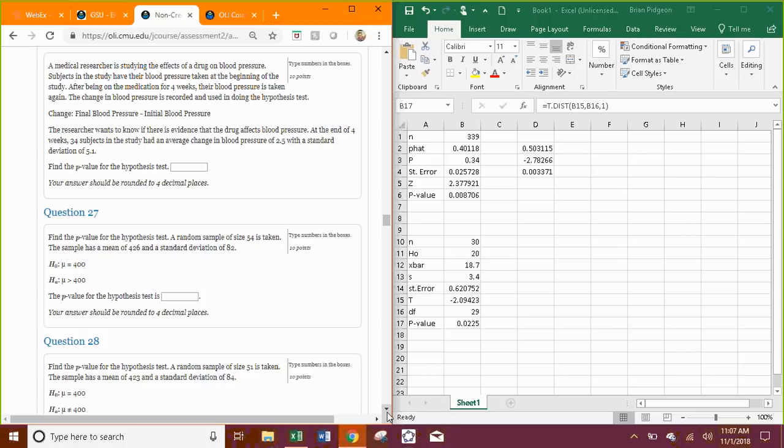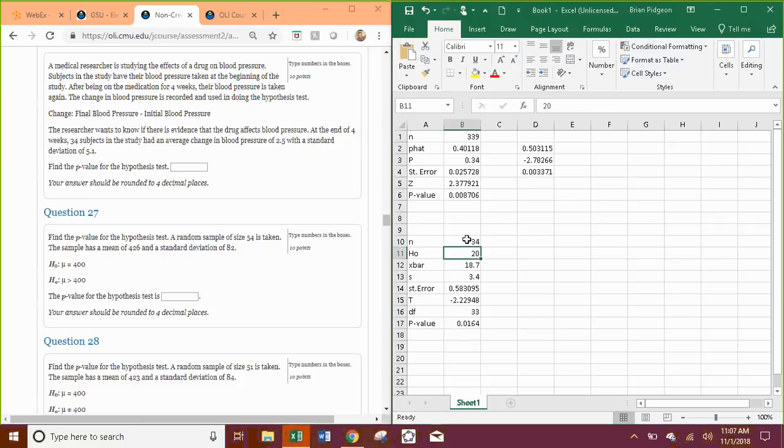A medical researcher is studying the effects of a drug on blood pressure. Subjects in the study had their blood pressure taken at the beginning of the study. After being on the medication for 4 weeks, their blood pressure is taken again. A change in blood pressure is recorded and used in doing the hypothesis test. Change is final minus initial. The researcher wants to know if there is evidence that the drug affects blood pressure. At the end of 4 weeks, 34 subjects, so n is 34, had an average change in blood pressure of 2.5, so that's our average, 2.5, with a standard deviation of 5.1.